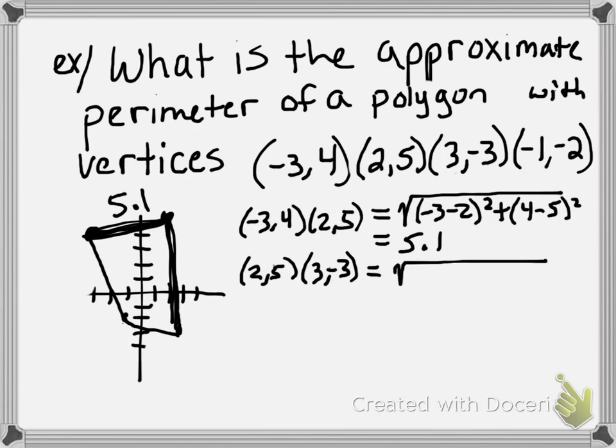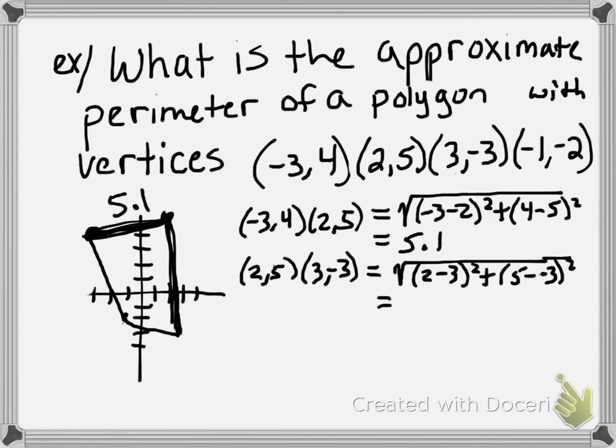And again, you wouldn't necessarily have to show this step every time, but just for your notes' sake. I'm going to subtract our x's, so (2 minus 3) squared plus (5 minus negative 3)... It's not showing up very well there. That is a negative 3. It's just not showing up pretty. Alright, so again, we just type that in our calculator.